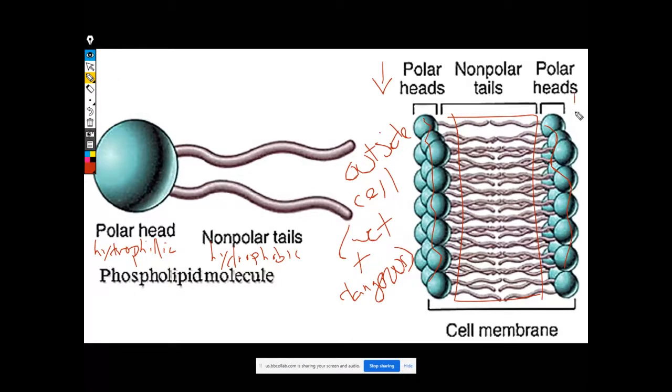Okay? This side, I'm just going to make a little asterisk because I can't write over there, would be inside the cell. And that's also wet, right? Because we know that the cell is filled with things like the cytoplasm, which is a liquid. So our polar heads, our water-loving polar heads, are happy touching all of this weird wet stuff. And the non-polar tails create a protective barrier that water doesn't cross well.